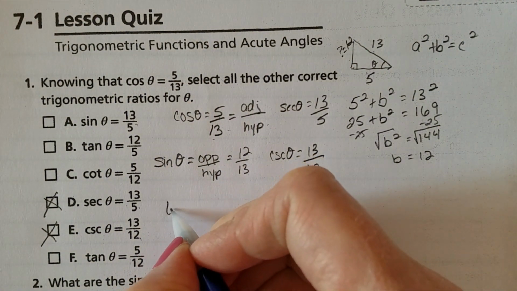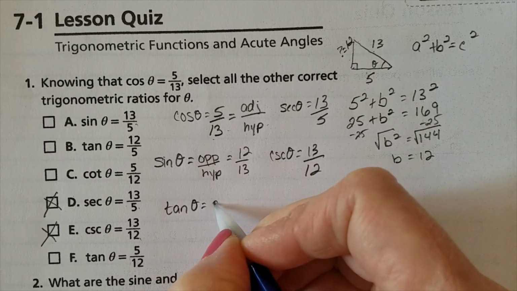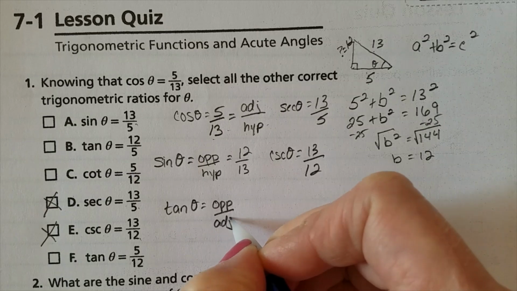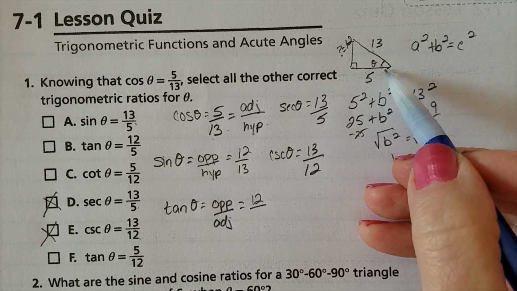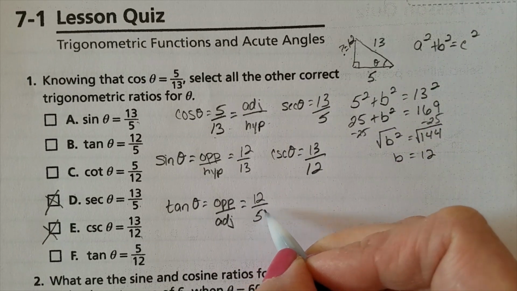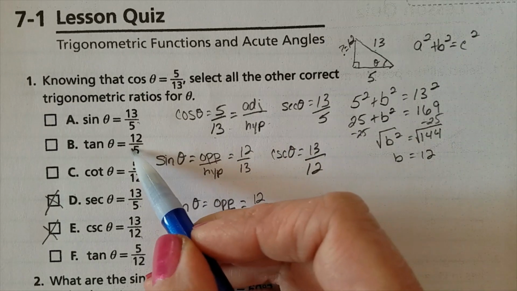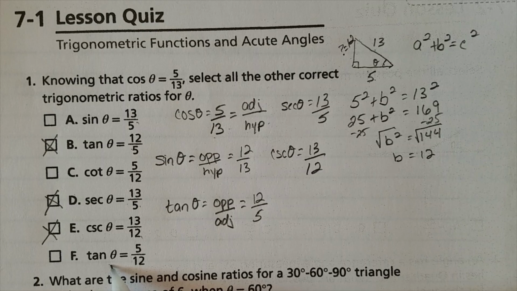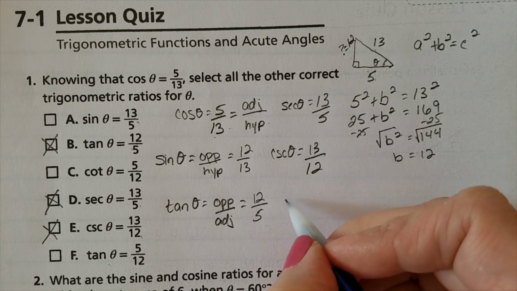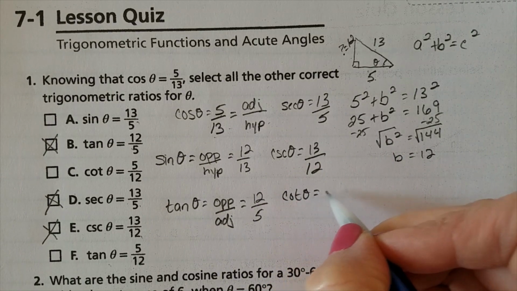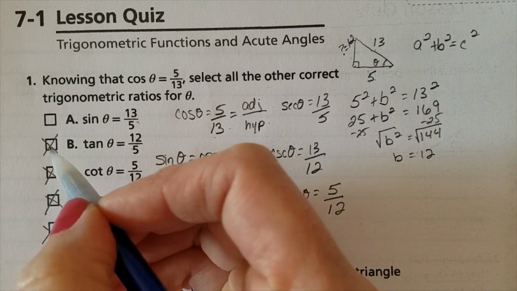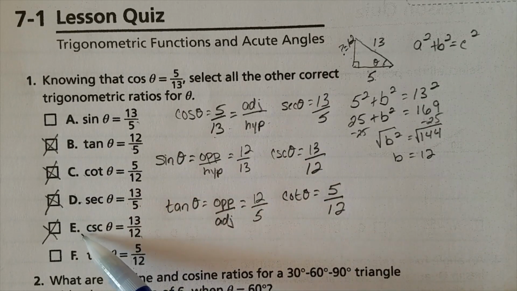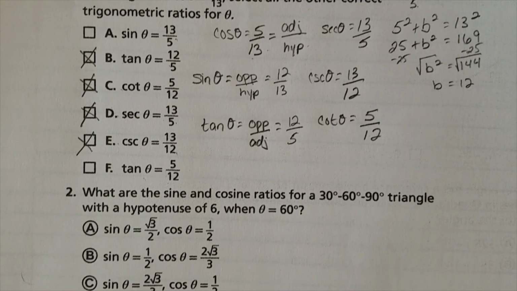And let's do tangent. Tangent is opposite over adjacent. Opposite of theta is 12. Adjacent to theta is 5. So tangent of theta is 12/5. Here it is. Notice they also have tangent of theta down here as 5/12. That is incorrect. The reciprocal ratio of tangent is cotangent. So that means cotangent of theta is 5/12, which is right here. So your answer should have been B, C, D, and E. Let's look at the next one.